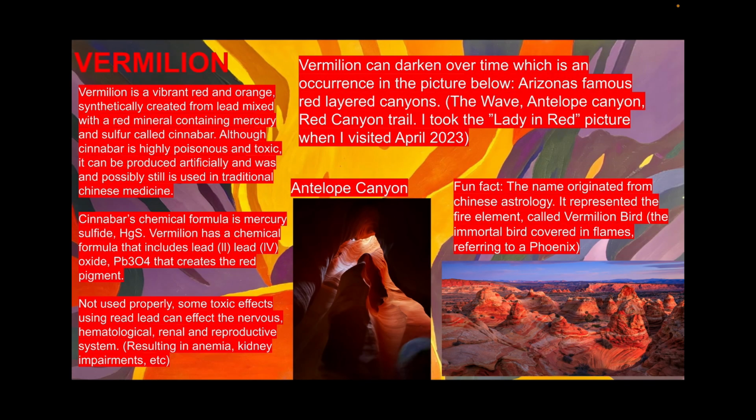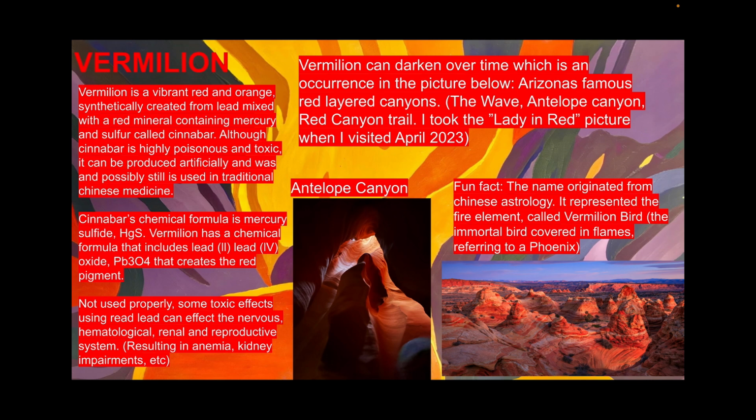Vermilion. Vermilion is a vibrant red and orange color synthetically created from lead mixed with a red mineral containing mercury and sulfur called cinnabar. Although cinnabar is highly poisonous and toxic, it can be produced artificially and possibly still is used in traditional Chinese medicine. Cinnabar's chemical formula is mercury sulfide, HgS.